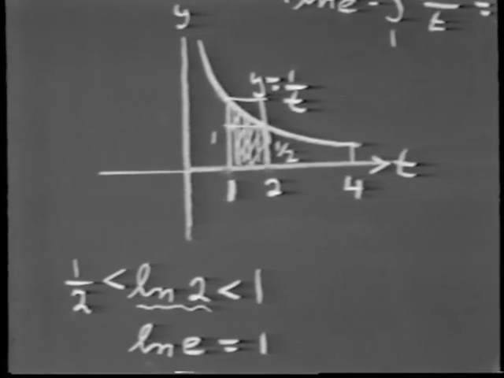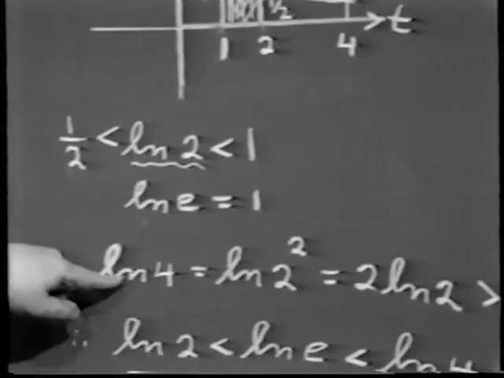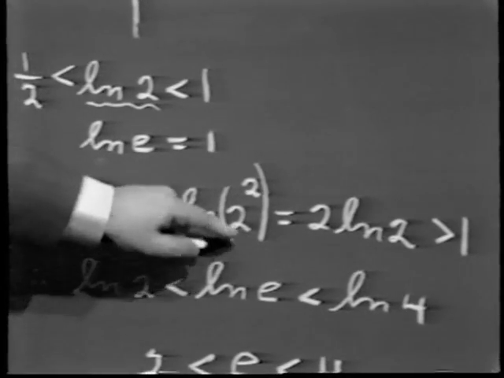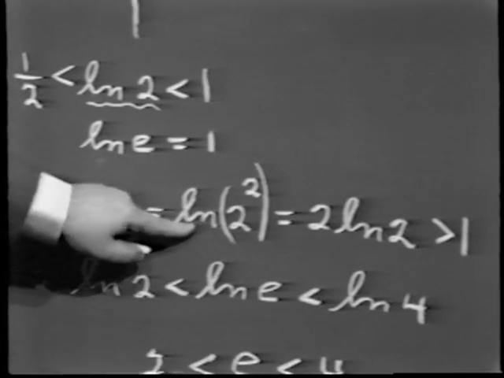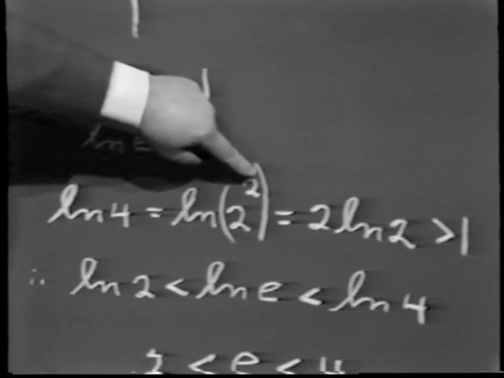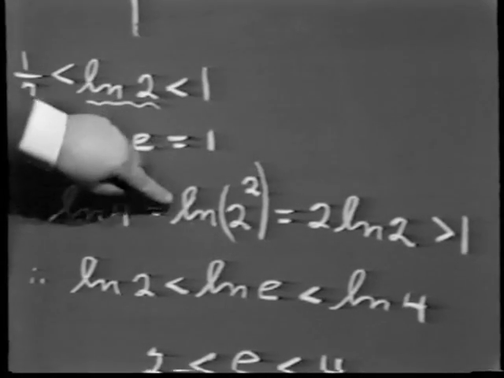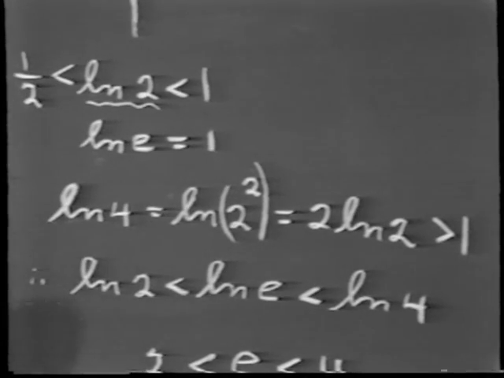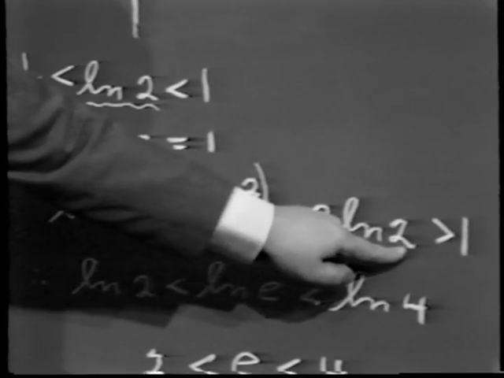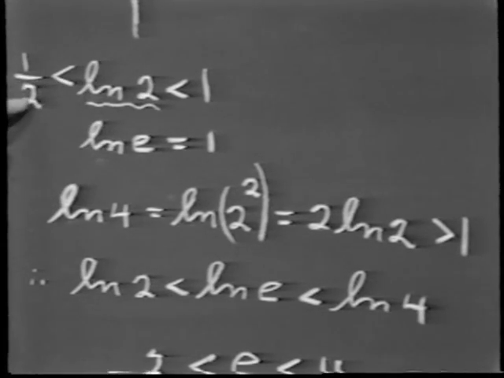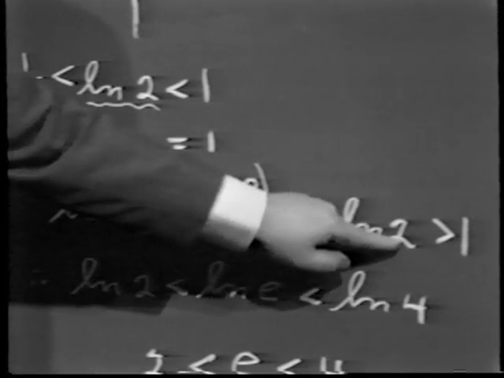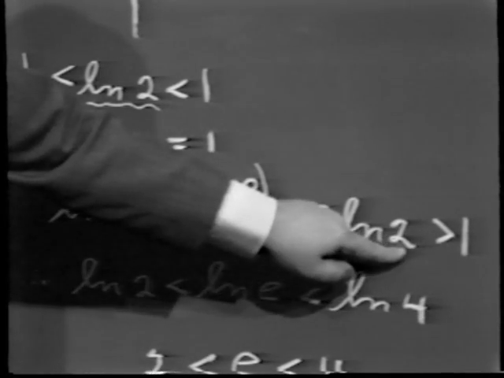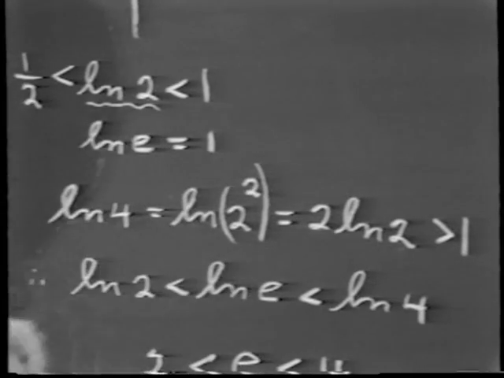Well, let's go on a little bit further. What about the log of 4? The natural log of 4 is the log of 2 squared, but we've already seen that one of the properties of a logarithmic function is that you can bring the exponent down as a multiplier. See, f of x to the n is n f of x. This becomes 2 log 2, and because the natural log of 2 is greater than 1/2, twice the natural log of 2 is more than 1. In other words, if log 2 is more than 1/2, twice log 2 is more than 1.